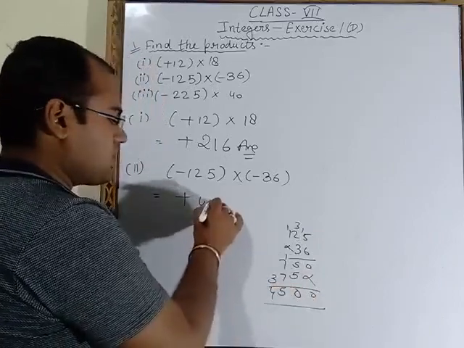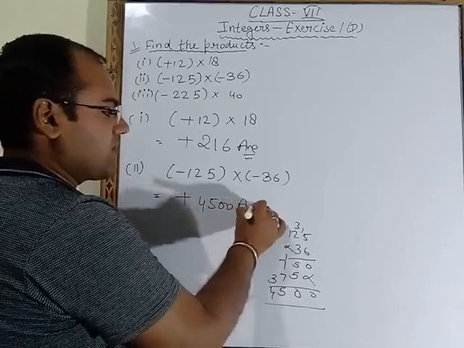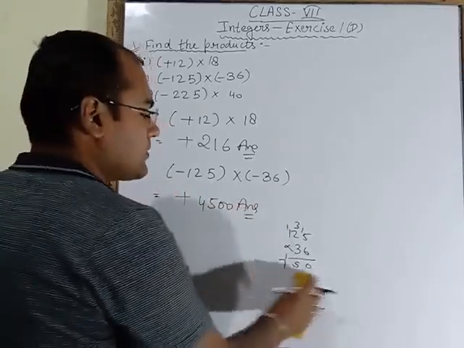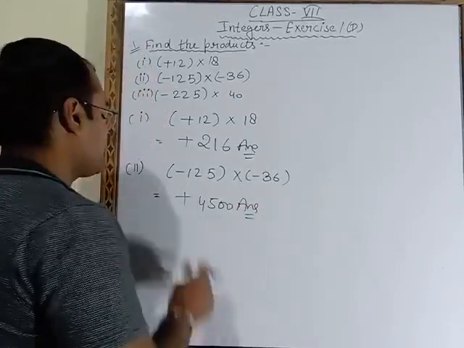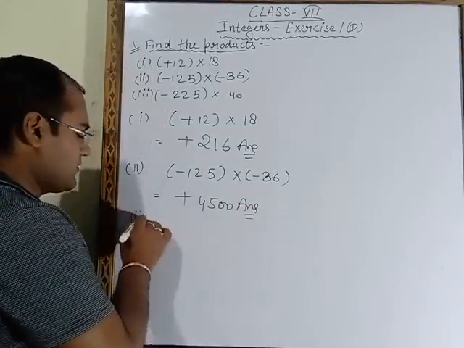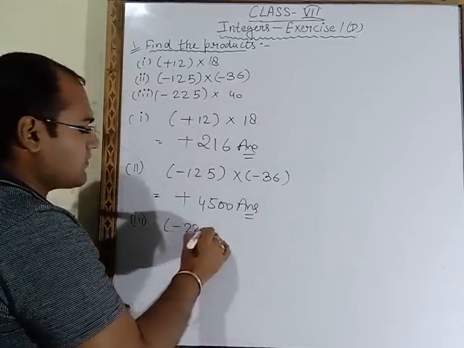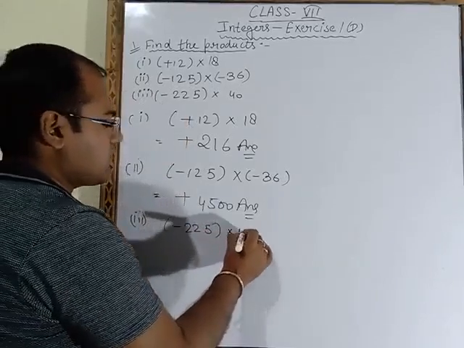So the answer is 4500. This is the answer of part number 2. Now the third part. Come to part number 3. The third part is minus 225 multiply 40.